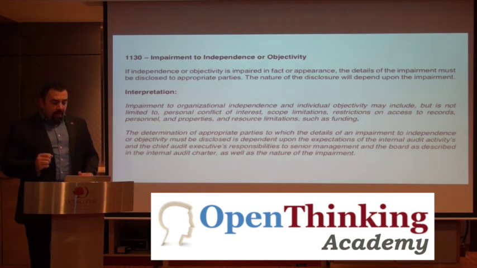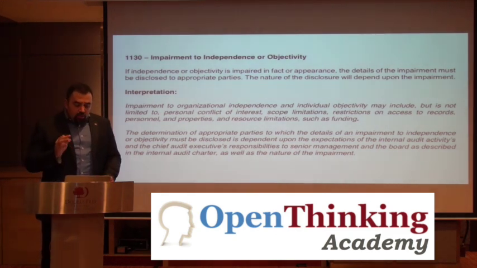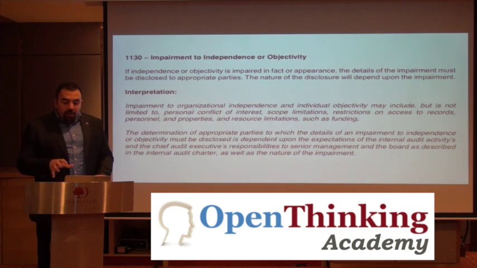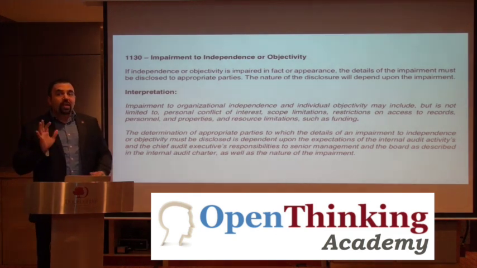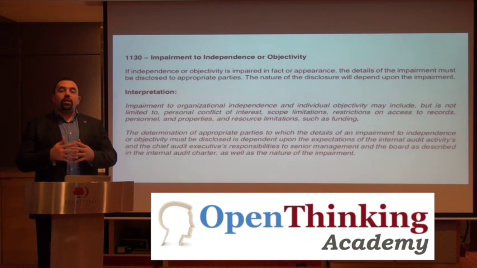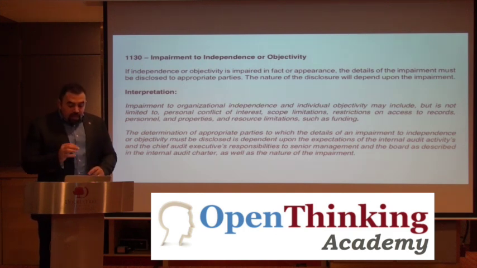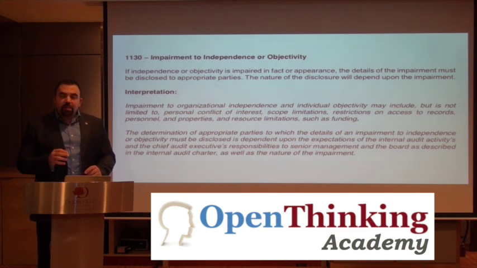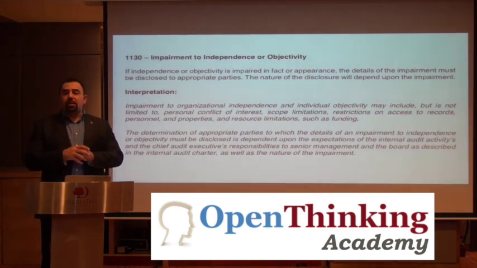So look what they say. They say if independence or objectivity is impaired, in fact, as we discussed, or in appearance, the details of the impairment must be disclosed to appropriate parties. You need to disclose that we are actually not able to perform our job in the right way. They say the nature of this disclosure depends on the impairment. It depends on what's happening.